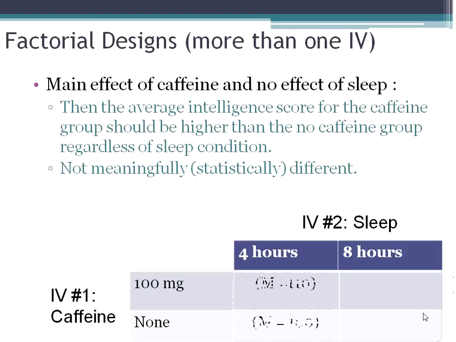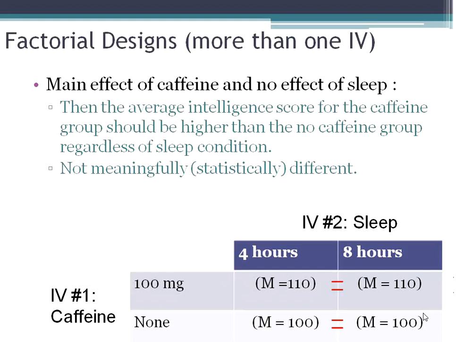So, if we ended up doing this study, and we brought participants to our lab, half of them slept for 8 hours, half of them slept for 4, half of them got 100 milligrams, half of them got none, and we have their 4 conditions here. And we get their average intelligence score for each group. If there was a main effect of caffeine and no effect of sleep, what we would expect to see is that regardless of how much sleep you got, you're going to score higher on the test when you got 100 milligrams compared to none. Okay.